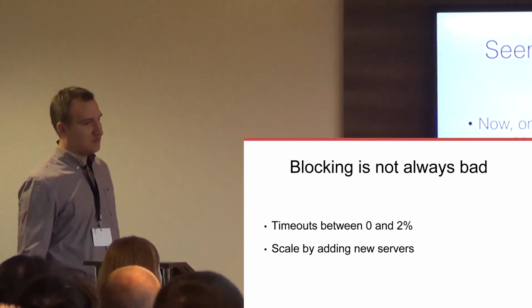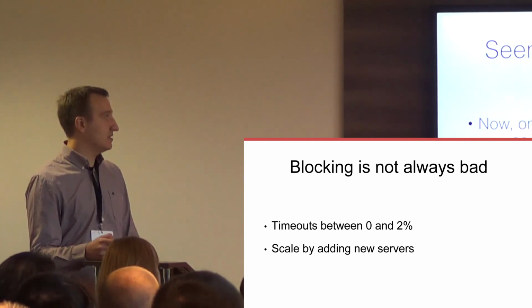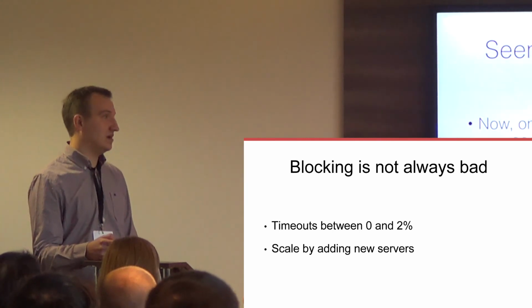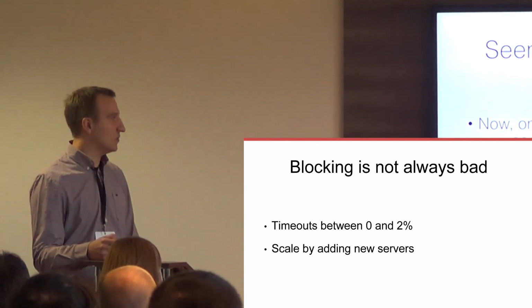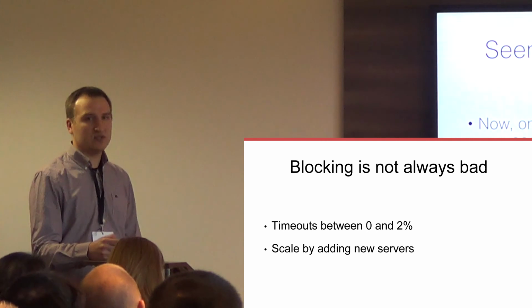Yeah, and after doing this, it seemed like the plan succeeded. Now we had only 2% of requests exceeding 40 milliseconds, instead of 20. And we could just scale by adding new servers.